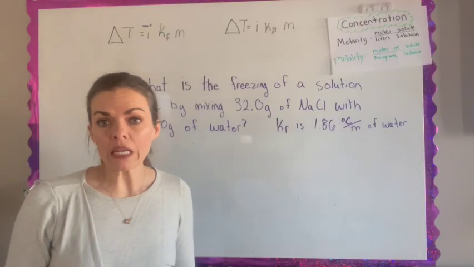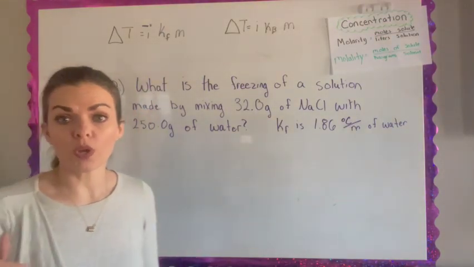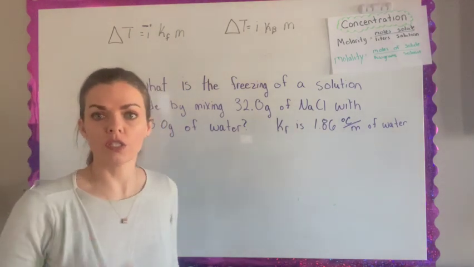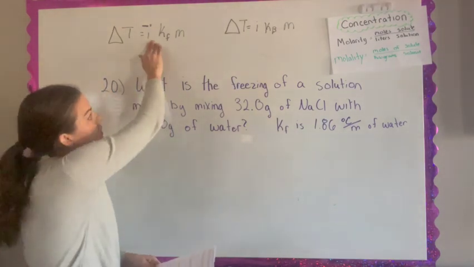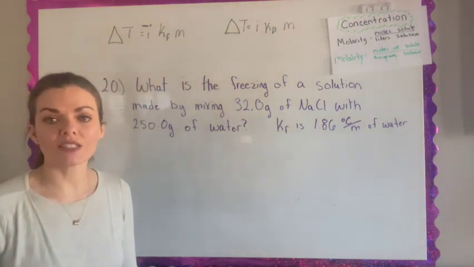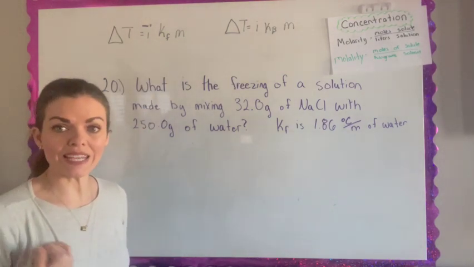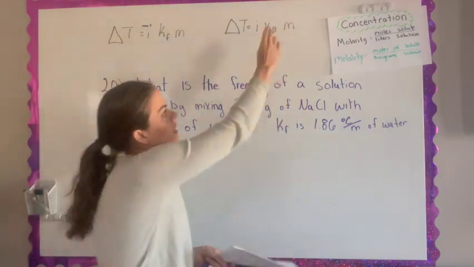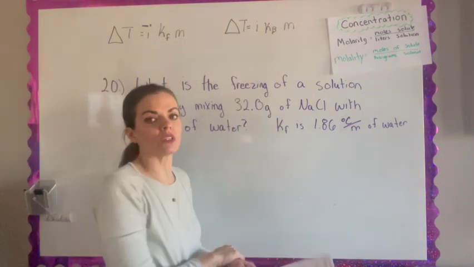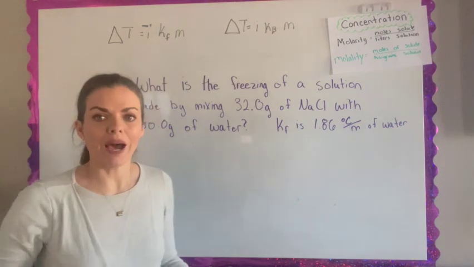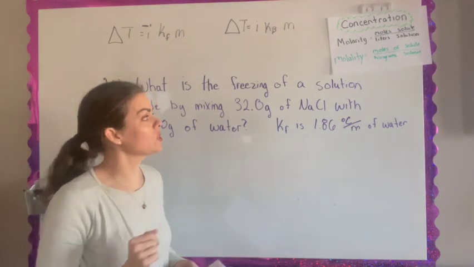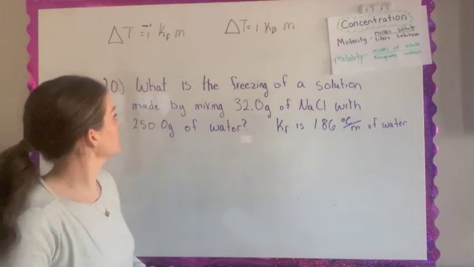So number 20 is a freezing point problem. So we're going to use our freezing point and boiling point equations. If you'll remember, the difference is for freezing point, the constant has a subscript of F and i is negative because the temperature will be going down. And for boiling point, we have a constant with a subscript of B, and i is positive because the temperature will be going up.